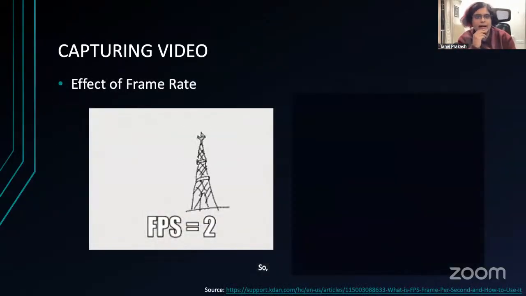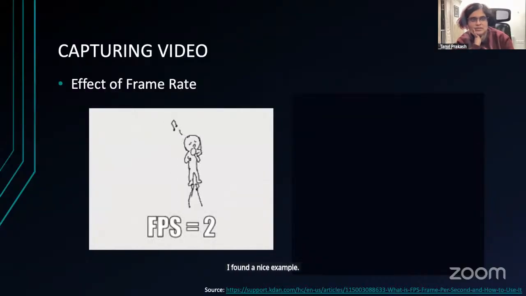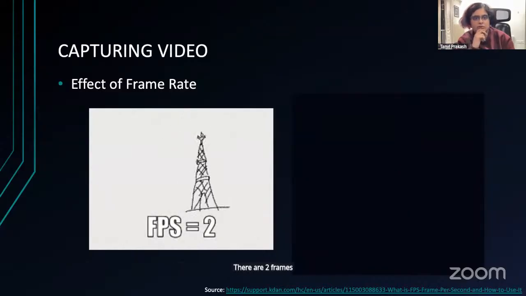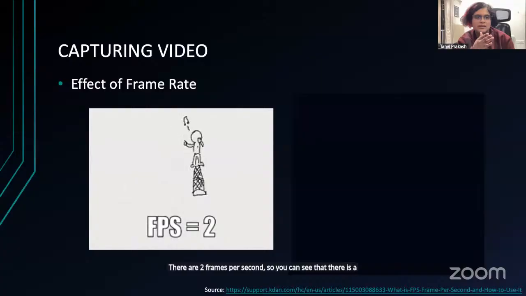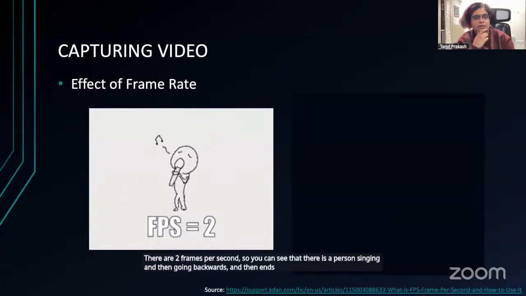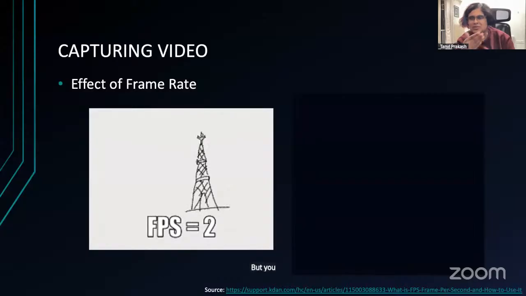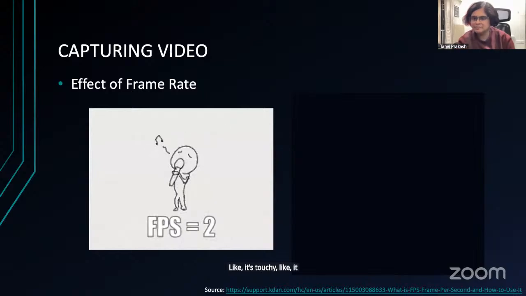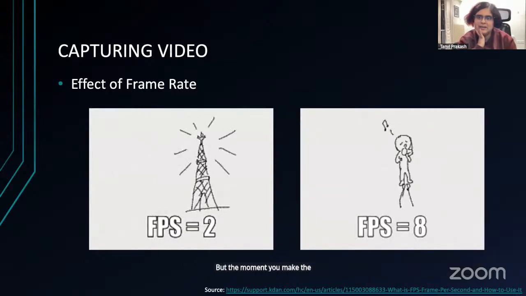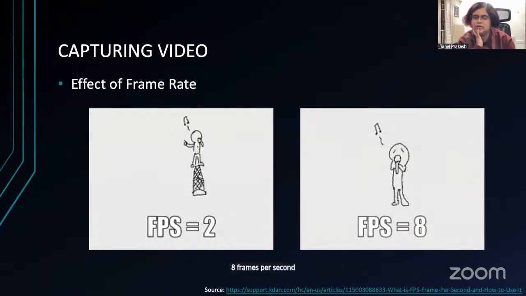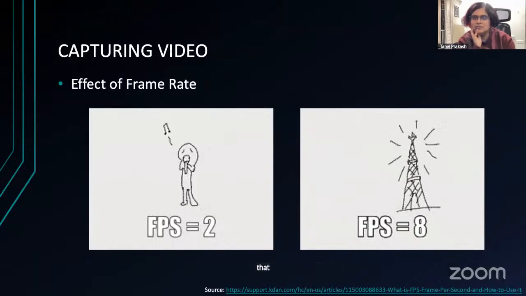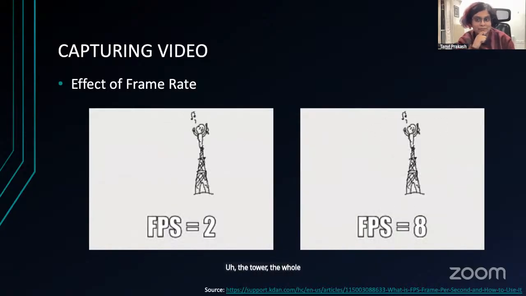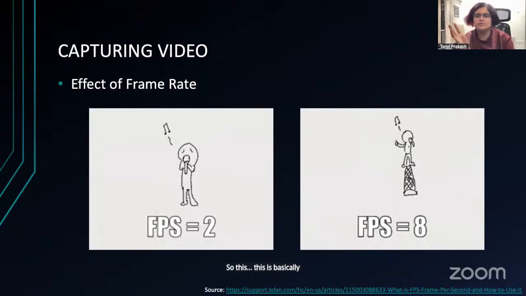So I found a nice example. This is a flipbook animation at frames per second 2. There are 2 frames per second. So you can see that there is a person singing and then going backwards and then ends up on top of a tower. But you can make out, right? It's very touchy, like it's jerky. But the moment you make the same thing in FPS 8, 8 frames per second, now you can make sense that this person was already standing on top of a tower, and then you're zooming out the shot to look at the whole tower. So this is basically the effect of frames per second.